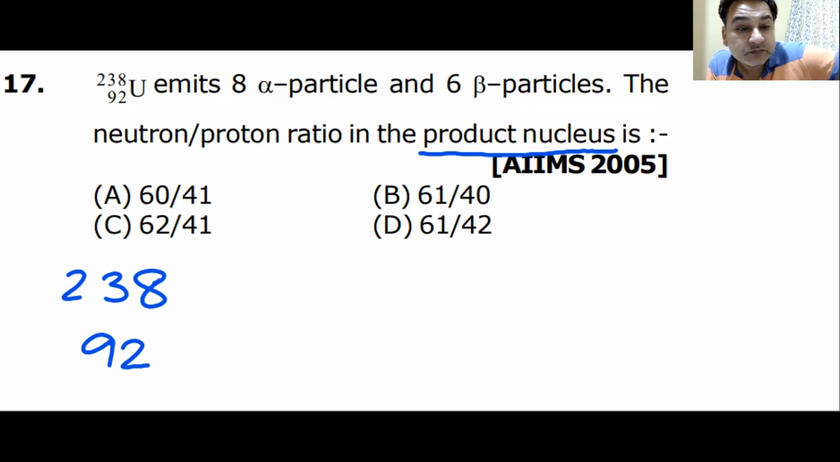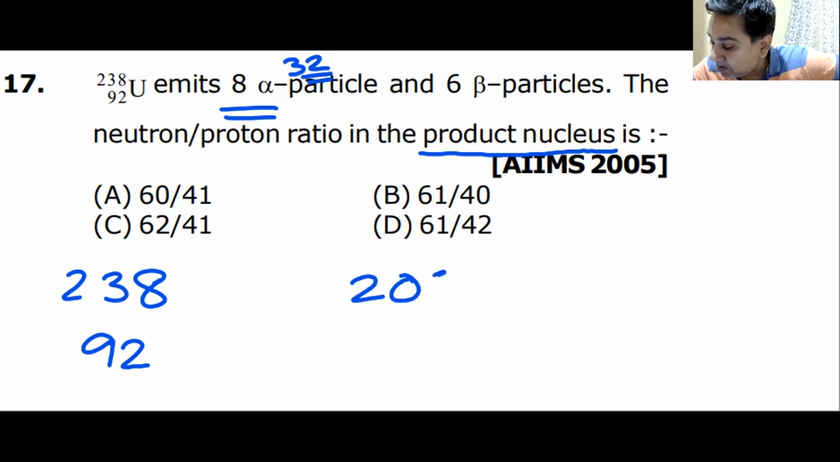Yes, beta? Nothing, sir. Sorry. First of all, I have to find out the product. It is emitting 8 alpha particles. So the mass number will go down by how much? 8 alpha particles. Mass number will go down by 32. Yes or no? So what will be the new mass number? 238 minus 32. 206. Yes or no?